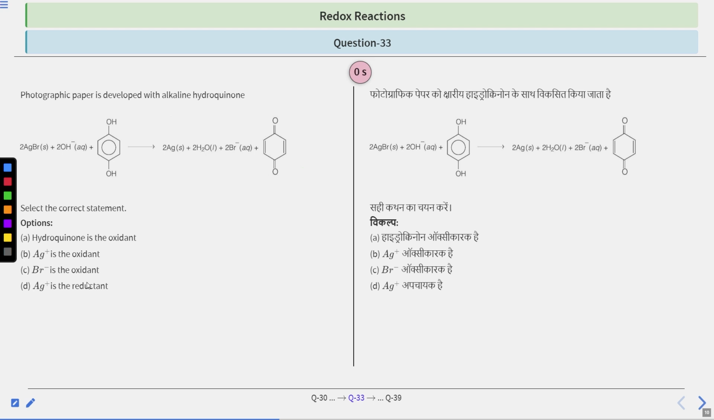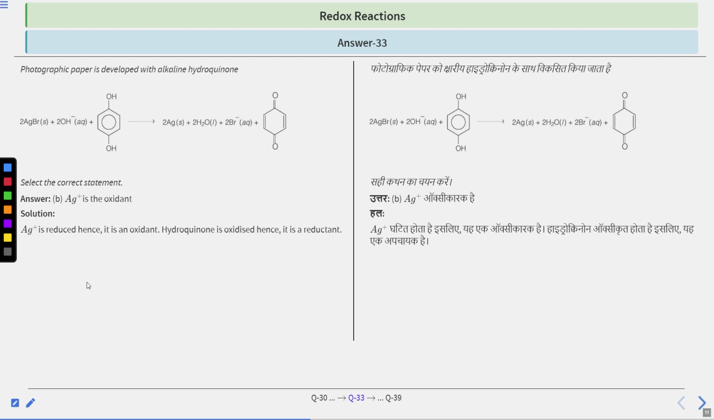Okay, let's see. So the correct answer is option B, that is Ag positive is the oxidant. If you see in this reaction given for the process of development of photographic paper with the alkaline hydroquinone, Ag positive is reduced. Ag positive gets reduced here. Hence, it is an oxidant. That's why it is reacting as an oxidant in the equation.